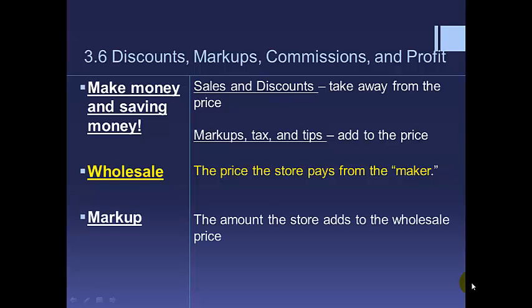But I don't want to sell it at the wholesale price because then I wouldn't make any money. So I'm going to add to what I pay for the wholesale price what we call a markup. And that's the amount that I will add to the wholesale price. Because if I bought a shirt for $10 and I sold it for $10, I wouldn't make any money. And I want to make money. So I'm going to add to that $10, maybe sell it at $30 or maybe even a little bit more.